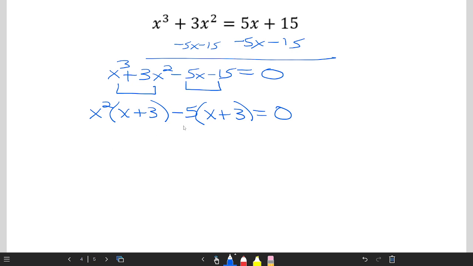All right, now it's like we have 2 terms on the left. There's our subtraction symbol separating our 2 terms. And so both terms have a factor of x plus 3. So now that's our common factor that we're going to factor from each term. The first term is left with x squared, and the second term is left with minus 5.